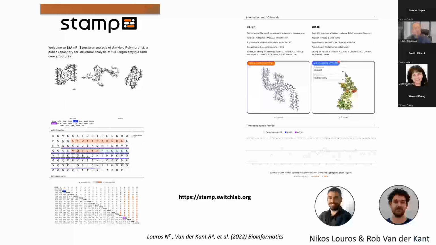Now, what we've done in the lab is we've made a database. It's called STAMP. You can find it on our website. And what it does is actually showing all the known amyloid structures. You can find where the APRs are in all of those. You can compare polymorphs and see how similar or dissimilar they are. And you can visualize all those structural or thermodynamic parameters and compare them between polymorphs. You can visualize the thermodynamic profile. So you can go to your favorite amyloid there and see how its architecture is determined and which residues matter most.